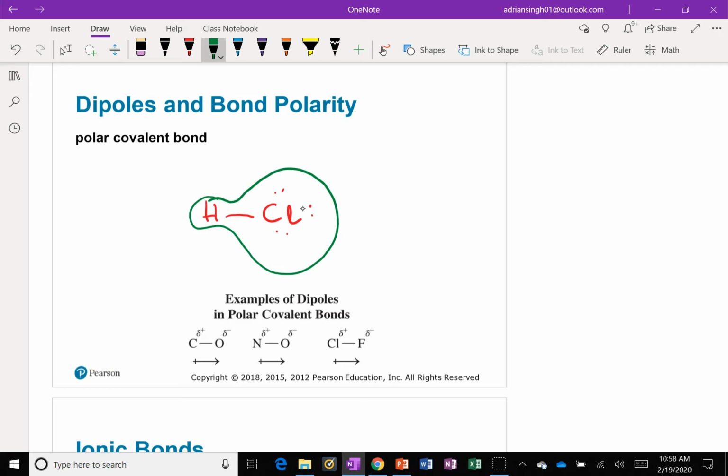And the way that we represent that is by using this symbol. It looks like an S, just close the tail of it. We put a negative sign. This here is the Greek symbol delta. We call it delta minus. And this here means small or slight. It's not a full negative charge, it's not a full positive charge. So delta minus means that the Cl end of the molecule is slightly negative.